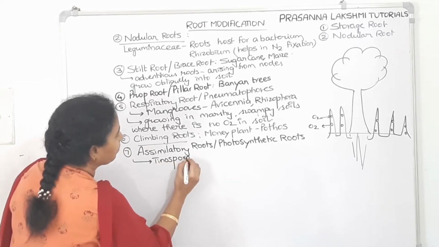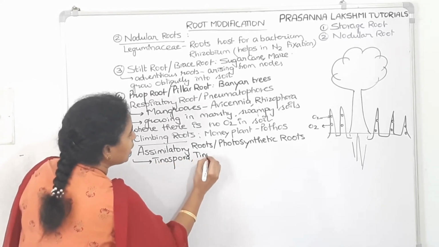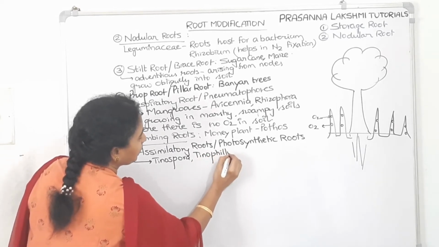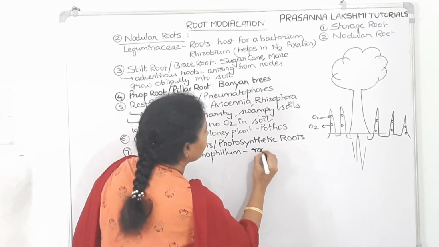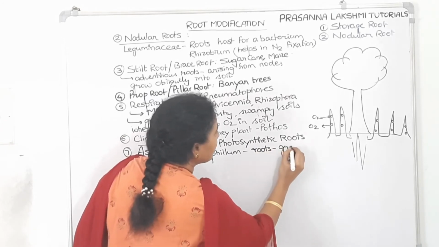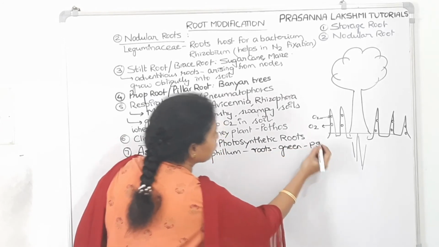So assimilatory roots or photosynthetic roots are found in plants like Ctenospora and Ctenophyllum, where the roots become green and will do photosynthesis.